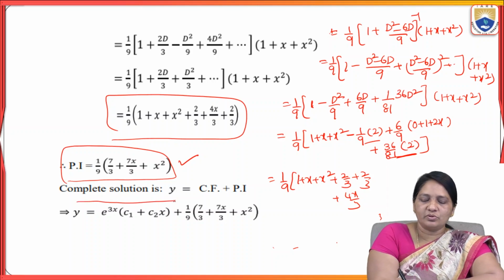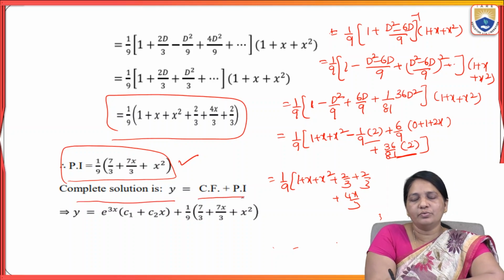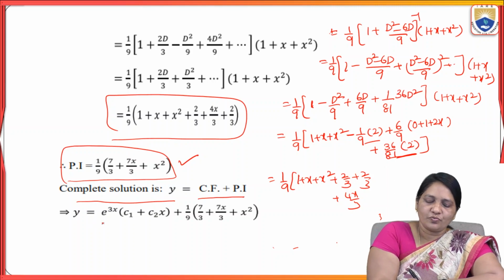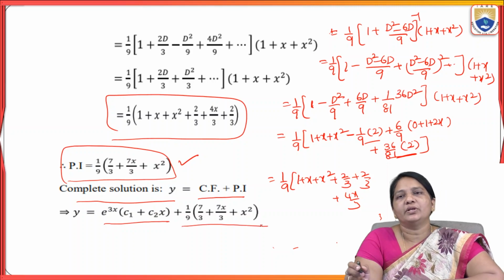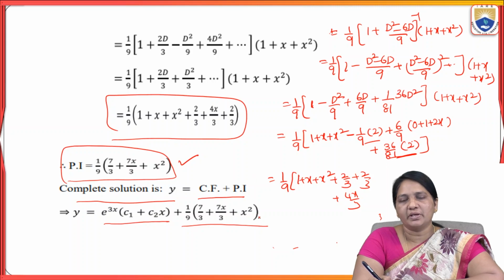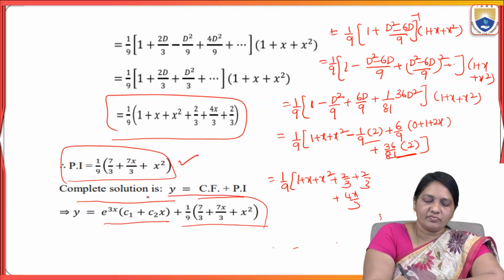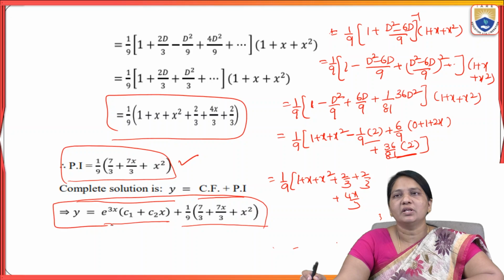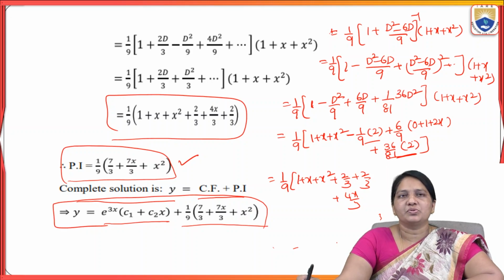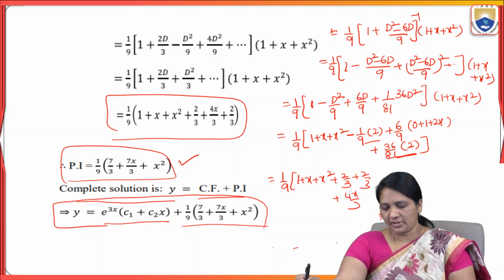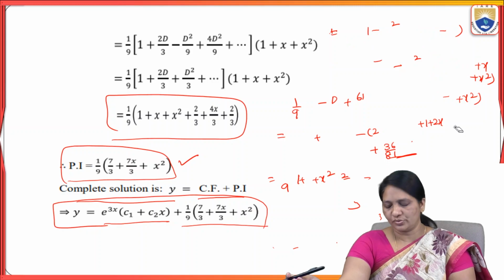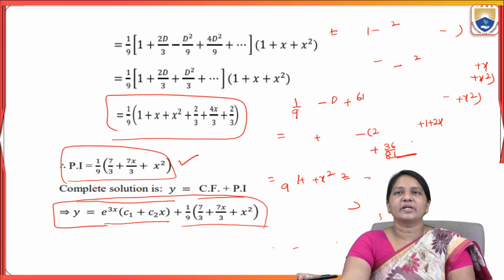Now what is the complete solution or general solution? Y equals CF plus PI. So finally, what is the CF value? e power 3x into C1 plus C2 x, plus 1 by 9 into 7 by 3 plus 7x by 3 plus x square. This is our final solution of the given equation. So this is the procedure to solve the given equation if the given Q of x equals x power k. I hope you understand this procedure for Q of x equal to x power k.